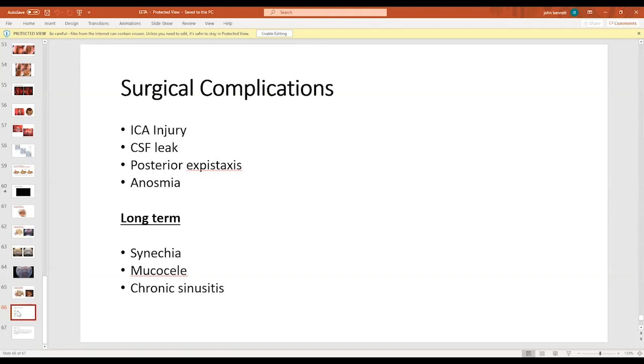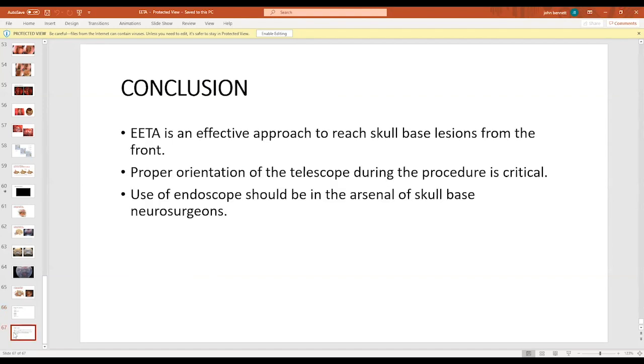Okay, the last slide, conclusion. I hope I didn't talk too much, but this is a beautiful approach. I really like to use it for craniopharyngioma surgery or pituitary adenoma surgery. I think that a younger neurosurgeon would be very comfortable using this approach, because a lot of us used to have video games at home, so we are comfortable using our hands and looking at the TV. So I bet that this approach will be more and more used by young neurosurgeons.